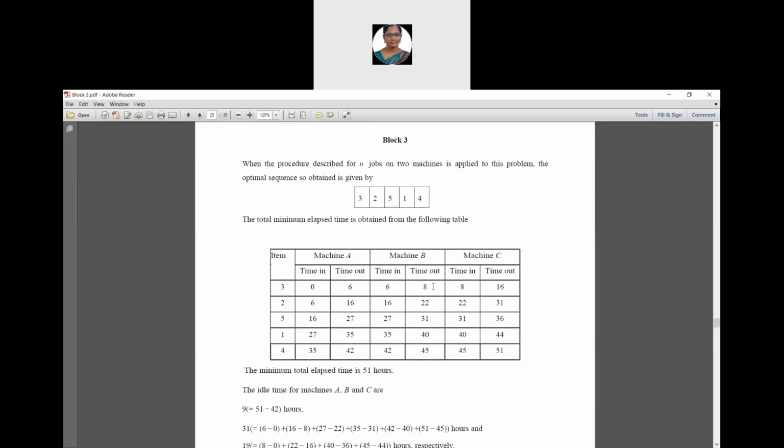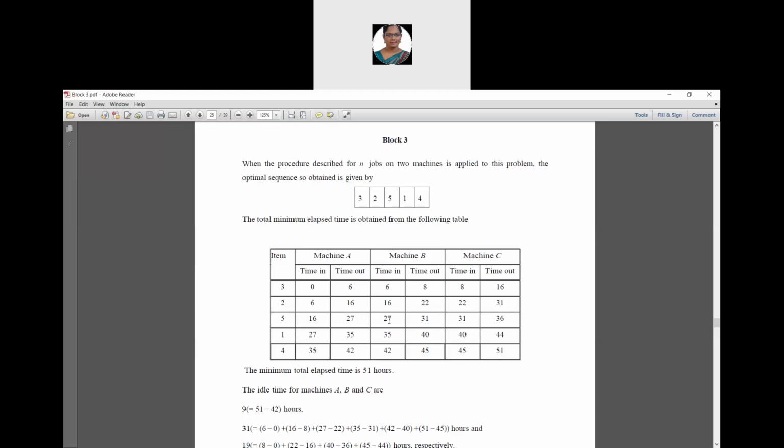Now we are going to compare 8 and 16. The maximum of 8 and 16 is 16. So write it here, and out value 16 plus the processing time for job 2 in machine B, which is 6. So 16 plus 6 is 22. Then we have to compare 22 and 27. The maximum of 22 and 27 is 27.